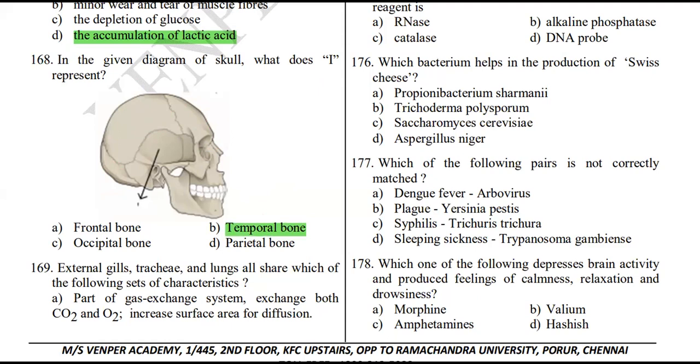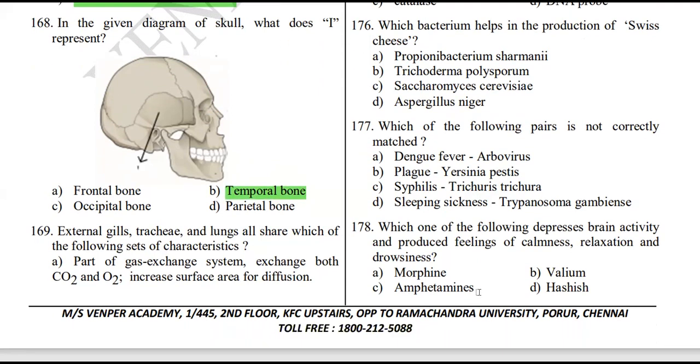The external gills, trachea, and lungs all share which of the sets of characters? The main role of gills or trachea or lungs is to exchange gases, oxygen and carbon dioxide, and ultimately they increase the surface area for exchange of gases. So it's going to be option A. Let's see the rest of the options also.